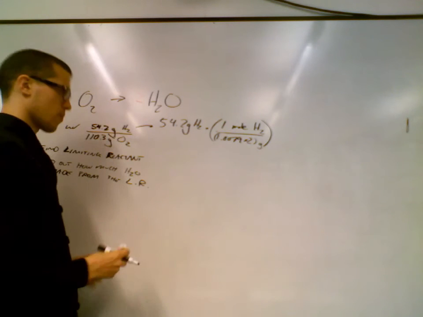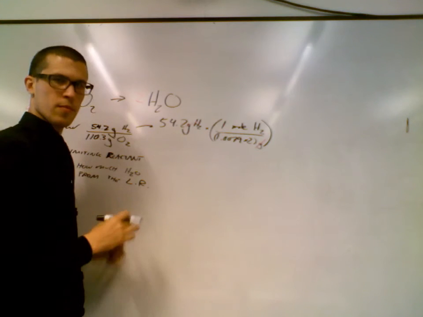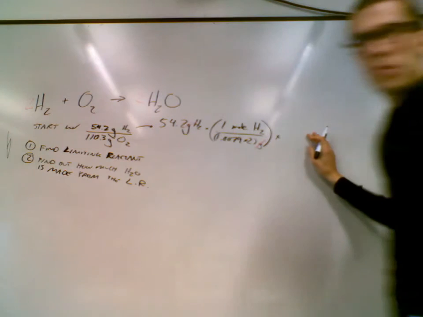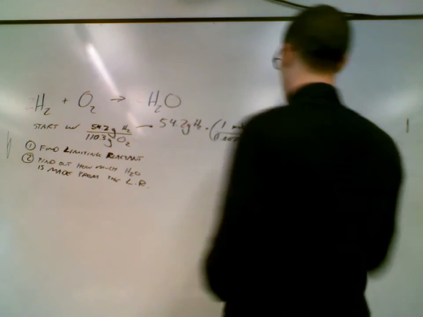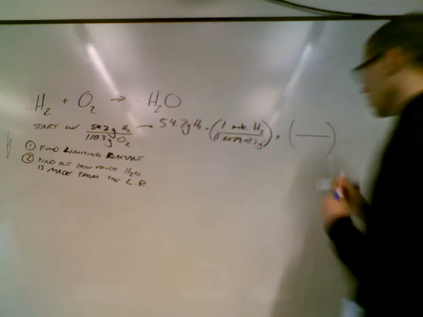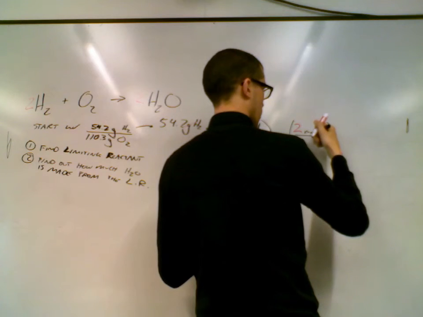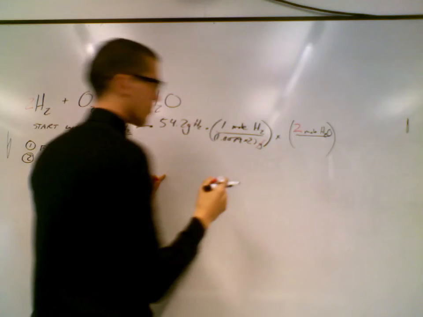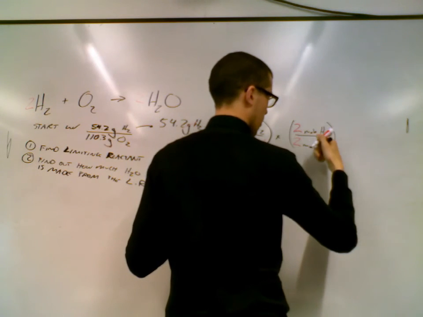Then you times it by 2 moles of H2O. What goes on the top? What goes on the bottom? 2 moles of H2O. Okay, good. Then on the bottom, what's the bottom? Then 2 moles of H2. Good. You remembered from yesterday. Very good.